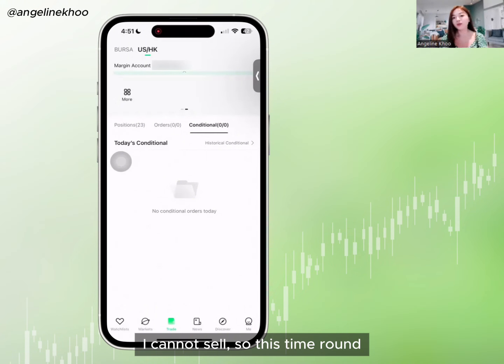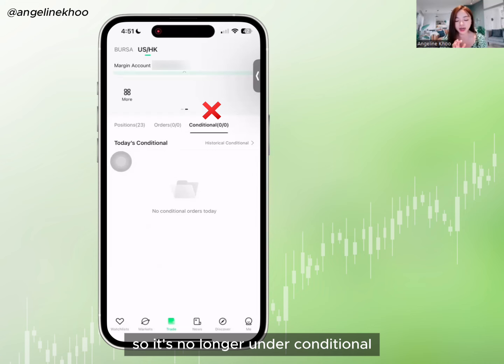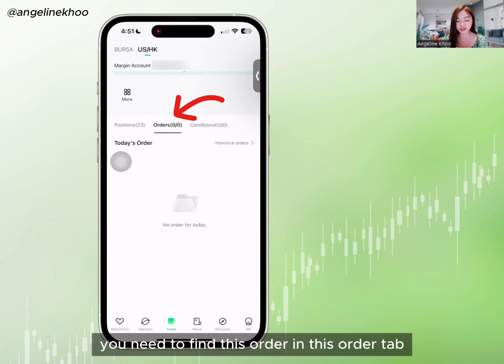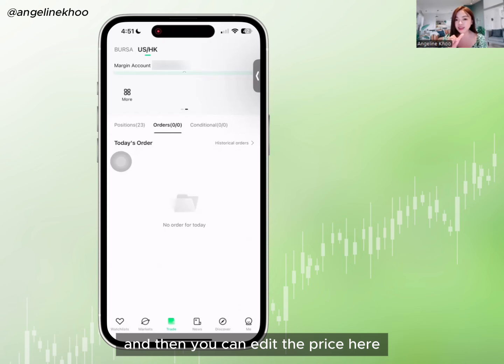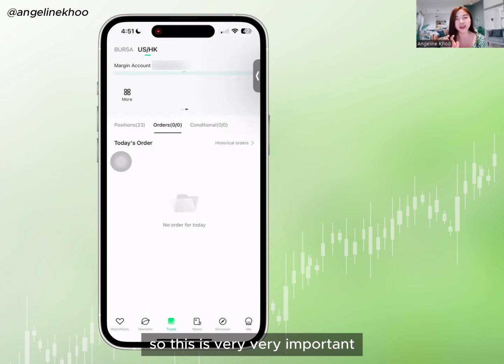So this time around, where is the order? Since it has already triggered, it's no longer under conditional. You need to find this order in the order tab. You find this order and then you can edit the price here, or you can cancel it here and sell it again. Okay, this is very, very important.